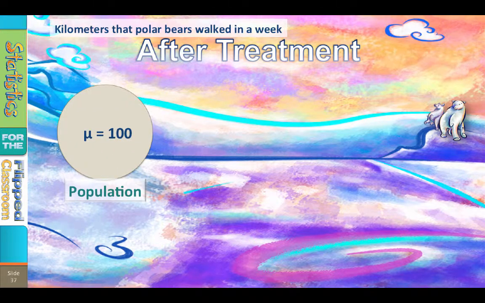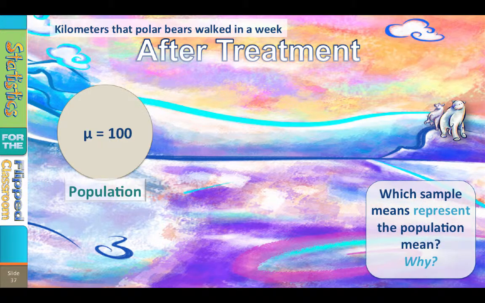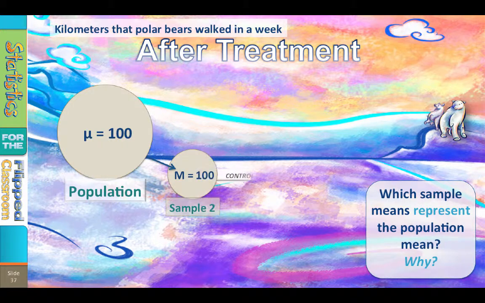After treatment, we measure each of our samples again. We want to know which sample means represent the population mean of 100 and why. Let's start with our control groups. The sample mean for control group 1 is 100. Does that sample mean represent the population mean? Yes, it is exactly the same as the population mean, so it represents the population mean quite well. In fact, we couldn't ask for better.